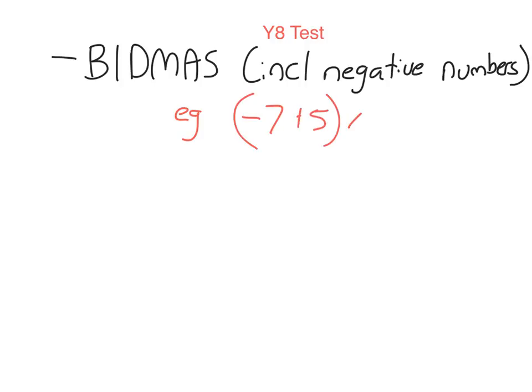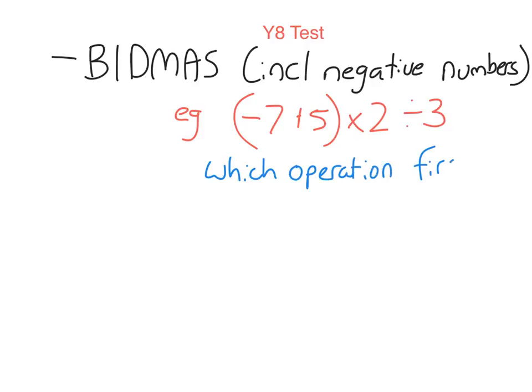So for example, I might say that I want to do the calculation minus 7 plus 5 in brackets, times 2, divided by 3. I might ask you which operation you do first. You can't put that in your calculator, and you can't get your calculator to tell you the answer to that. So you need to know BIDMAS, the order in which you do things, without a calculator. In this case, the first operation is in the brackets. It's the addition. So you need to be able to do questions like that.